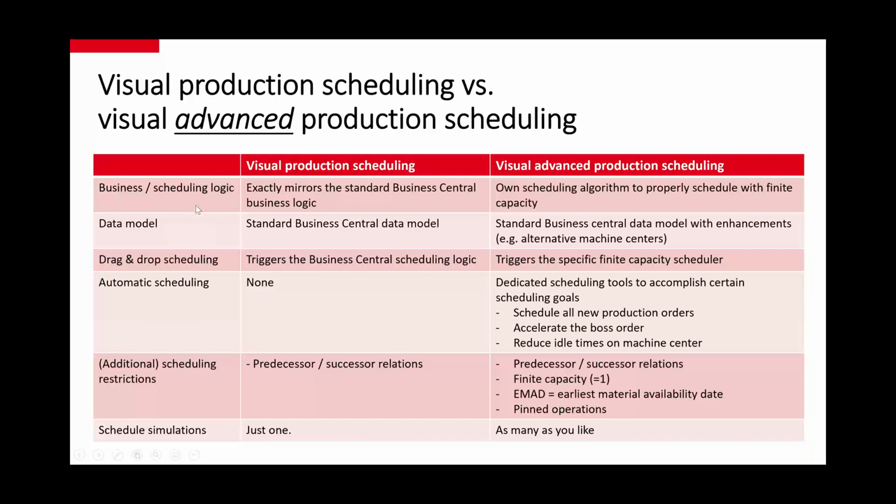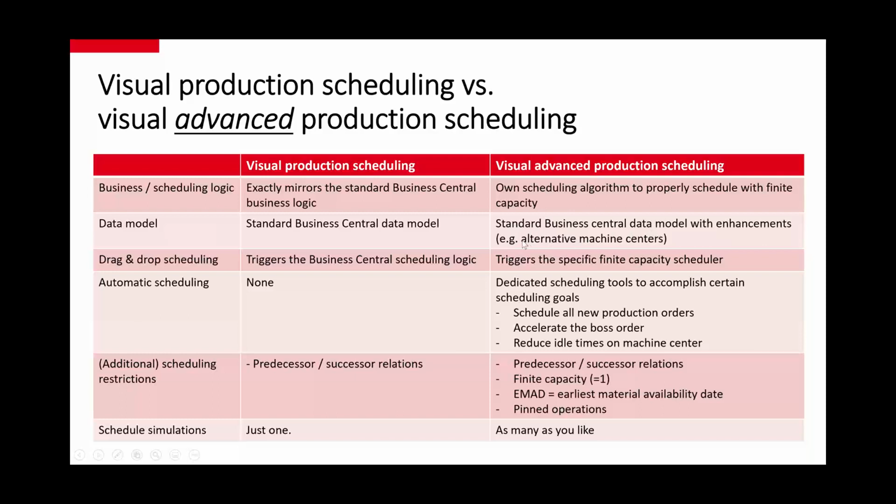With the Visual Advanced Production Scheduler, we also do not 100% rely on the standard Business Central data model. Of course, we rely on it as much as we can, and we embrace it as much as we can, and we want to make as few changes to it as we can. However, where it is needed for achieving some advanced scheduling, we also enhance the standard data model.